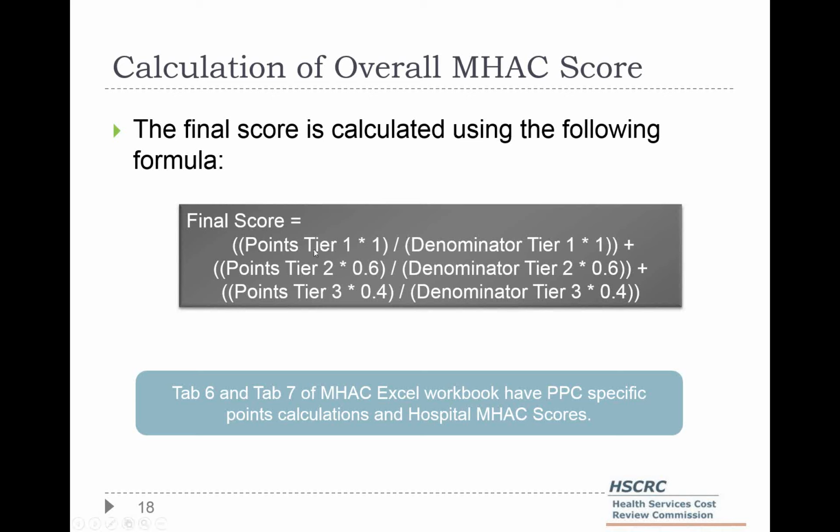You then calculate this percent for Tier 1, Tier 2, and Tier 3, and you sum them together so that you will get the final MHAC score for your hospital. Again, I'm going to show you this when we walk through the Excel workbook, and also this formula is embedded in the calculation sheet.